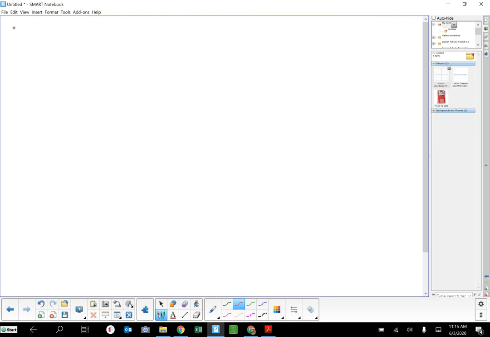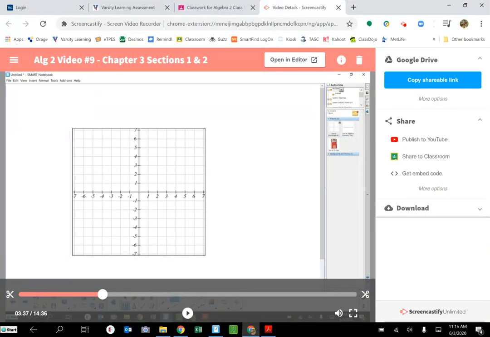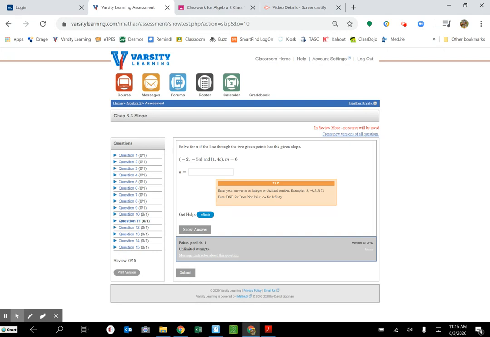We're going to look at number 11. Number 10 is kind of similar, but here's number 11. It says, solve for A if the line through the two given points has the given slope. So they give you a point that has a variable in it. They give you another point with a variable in it, and then they give you a slope. Okay, so we're going to set this up, and we have -2, -5a. I'm just jotting these down so I can go write them somewhere else. And then 1 and 4a and m equals 6.